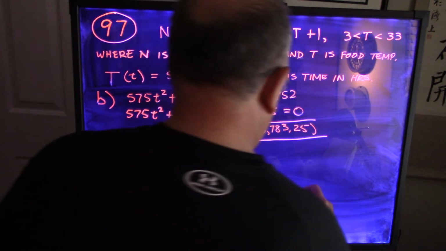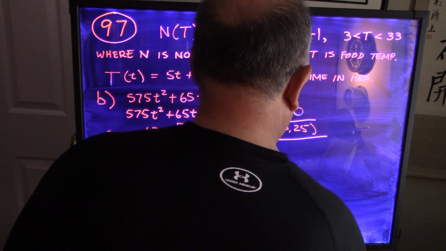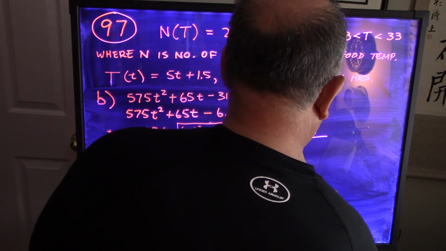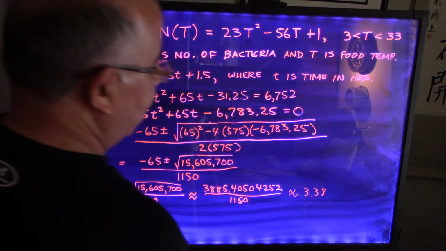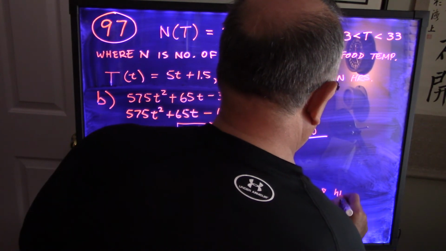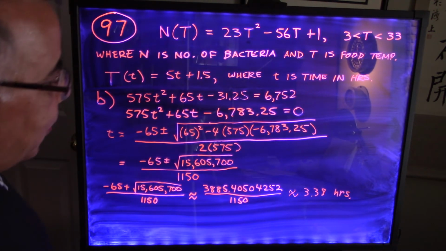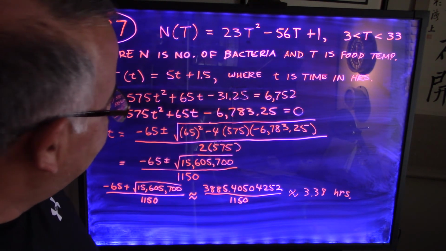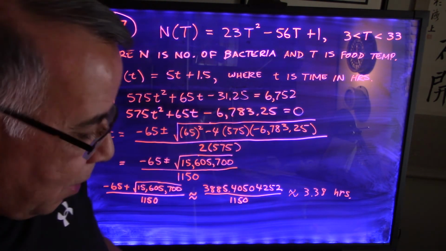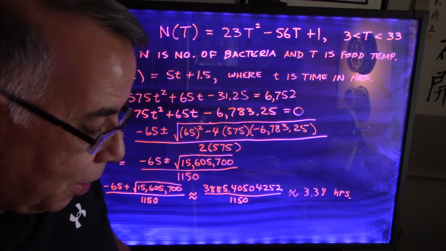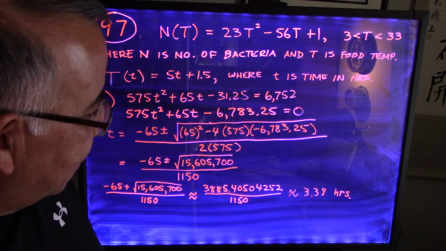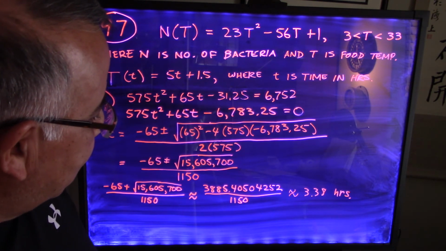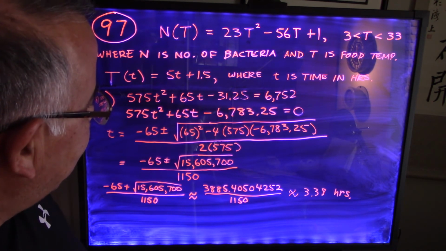So this is about 3.38. That's in hours. So about 3.38 hours, and that's when you're going to have 6,752 bacteria in the food after you've taken it out of the refrigerator, after a little over 3 hours, a little over 3.5 hours, you're going to have that many bacteria.